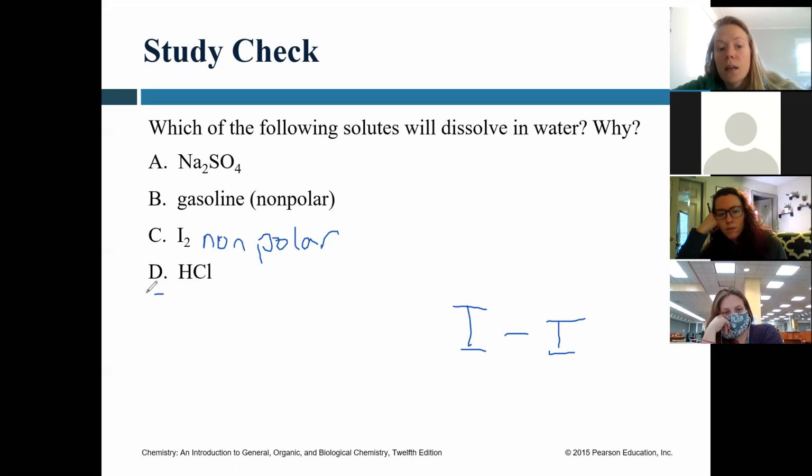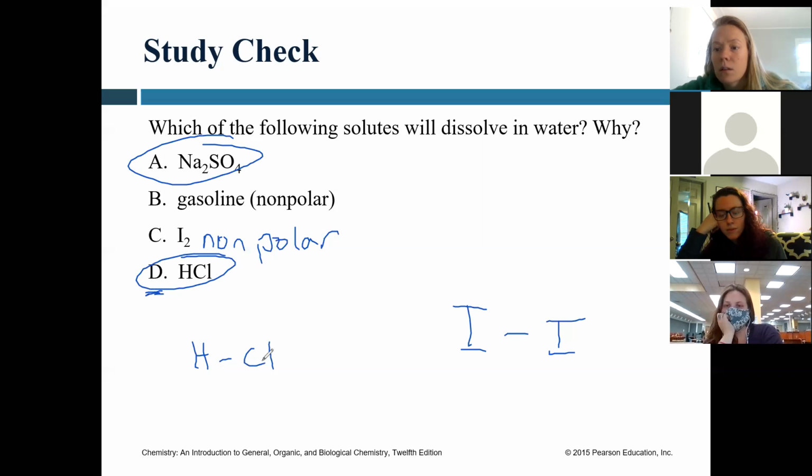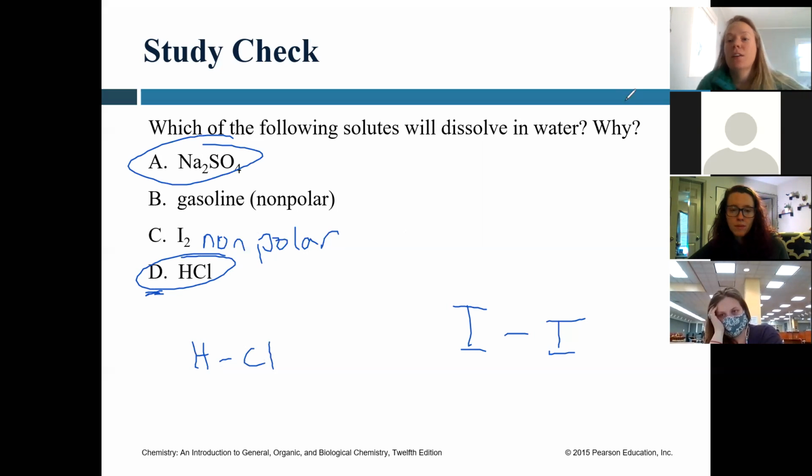This last one here, I would say, yeah, that definitely is going to dissolve in water. The hydrogen bonded to chlorine, they will not share the electrons equally. The electrons are going to stay a little closer to the chlorine. So this will dissolve in water. So which ones dissolve? This guy and this guy. Any questions on that? It's sort of pulling in that last chapter or a couple chapters ago where we were talking about, is it ionic? Is it polar covalent or non-polar covalent? So you want to keep that in mind when looking at some of these.